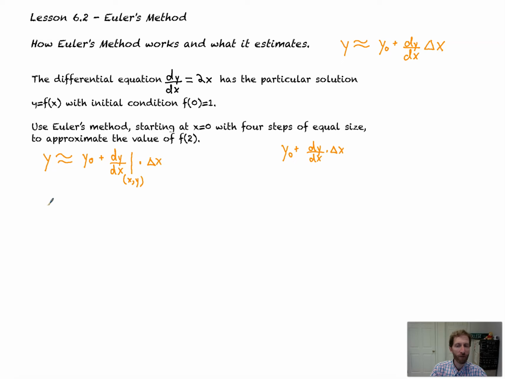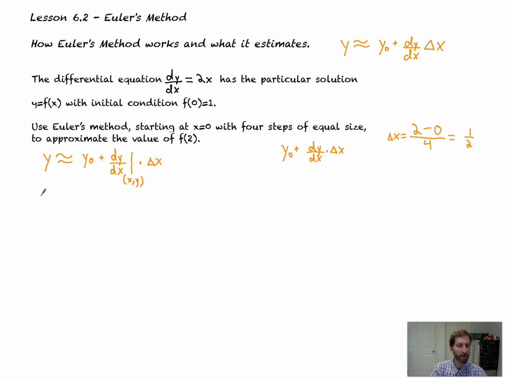So I'm going to do my first step here. And the question is, how wide are my steps? If I'm going to do 4 steps of equal size from 0 to 2, well, the overall width would be 2 minus 0 with 4 steps. This gives me delta x. So delta x is going to be 1/2. That's my width. So all we're going to use each time is 1/2.